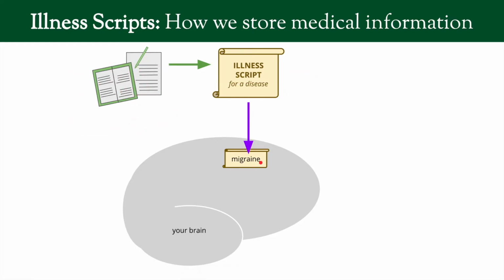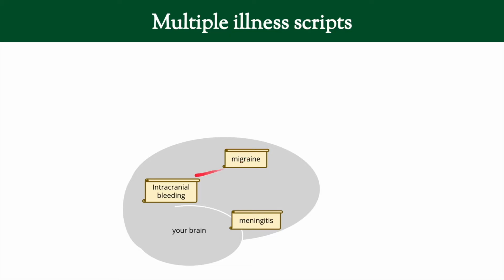So you take the knowledge from books, put it in an illness script, and you store it in your brain. So if we have someone that we're worried about migraines with, we have this information for migraines in here. And there are other illness scripts in your brain. So you can see here's intracranial bleeding as well as meningitis.